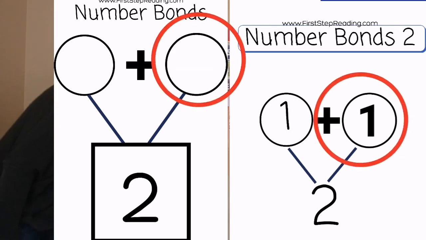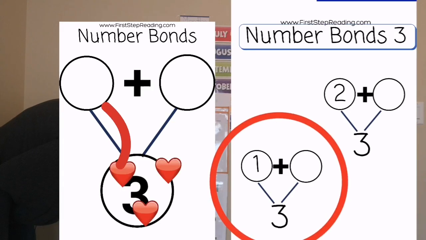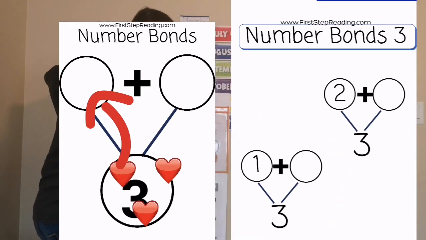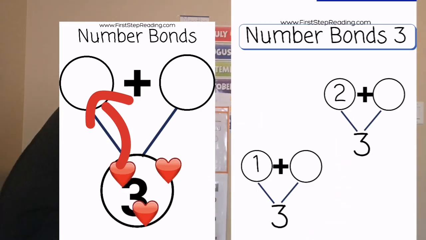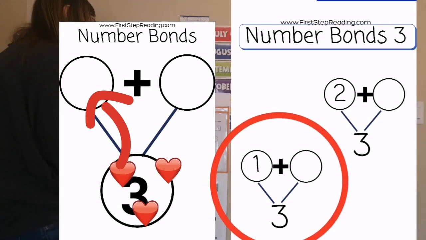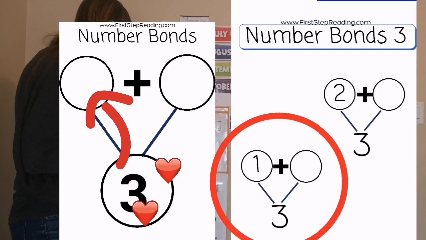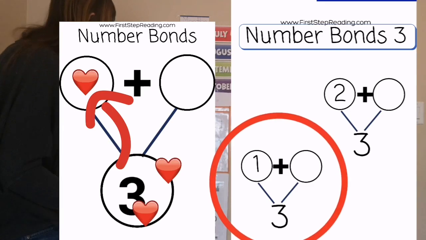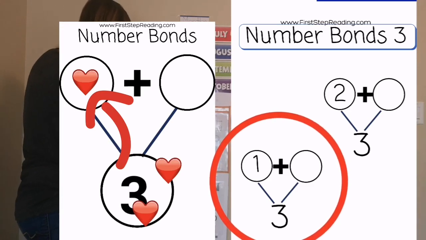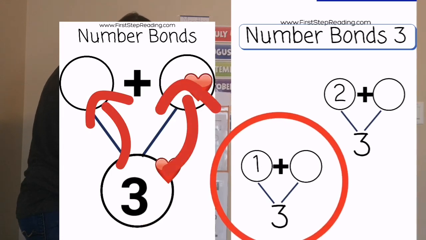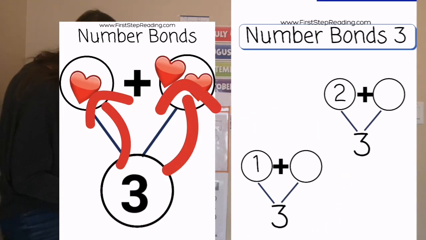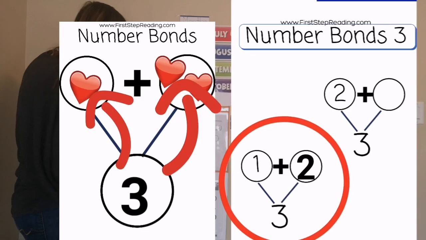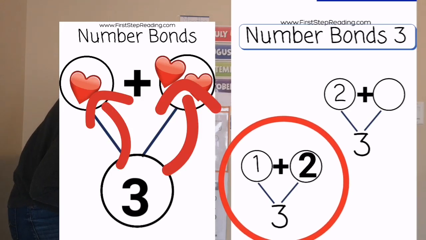Okay, now we'll show you number 3. Okay, so now I have 3 counters. I'll show you this one. My first question says, what is missing if I put 1 here? What do I need to make 3? So I have 1 here, and then I put my other counters on my other side, 1, 2, right? 1 and 1 and 1, 2 makes my 3.